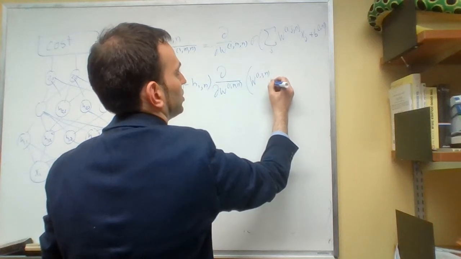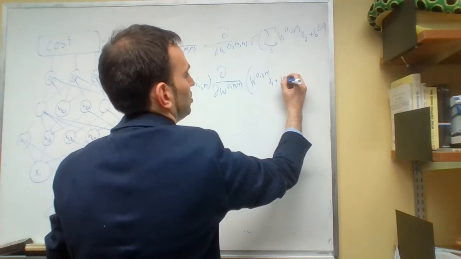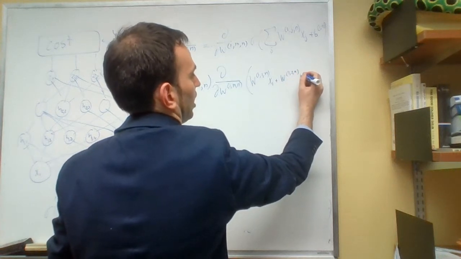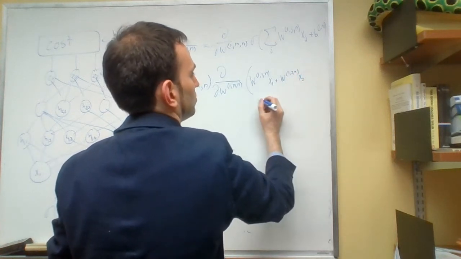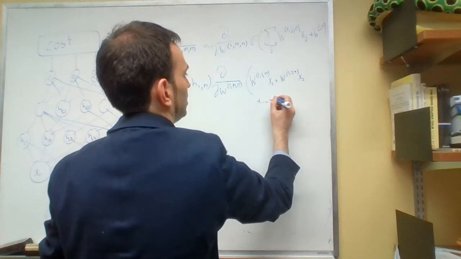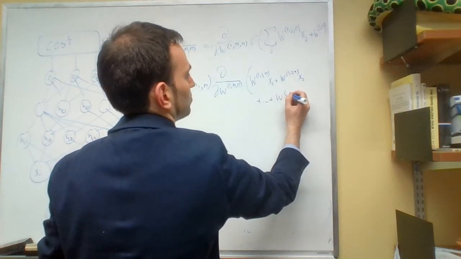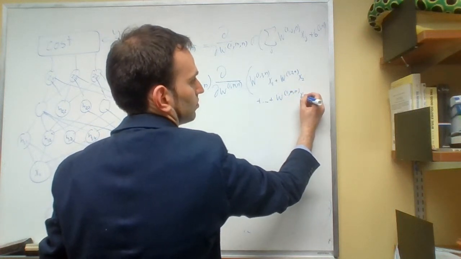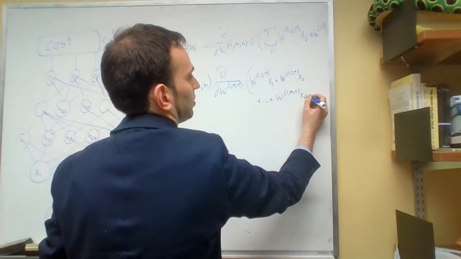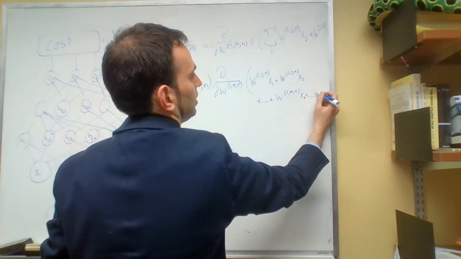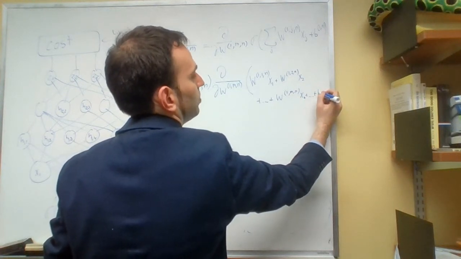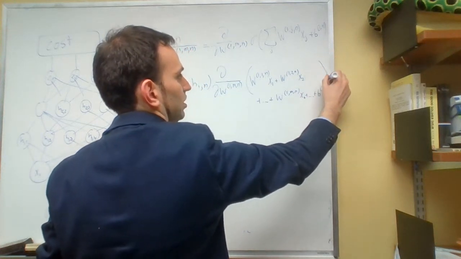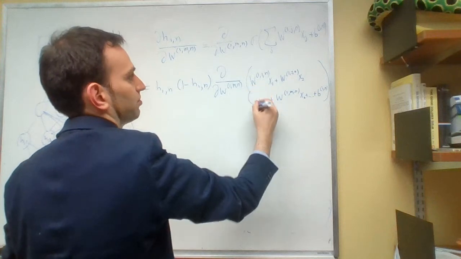So that's going to be w11n times x1 plus w12n times x2 plus and so on until you reach w1mn xm plus and so on. And here you'll also have b1n. So that's going to be this entire expression.